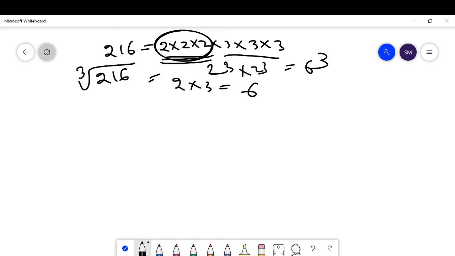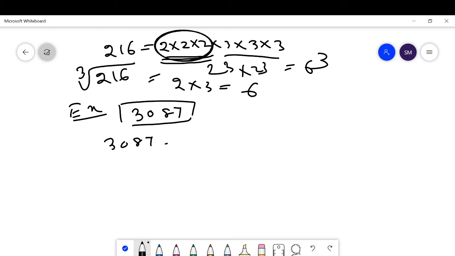What is the smallest number by which? Question. You have to solve the question. A number is given, 3087. What smallest number should be multiplied with 3087 to make it a perfect cube? At first prime factorize it. When you prime factorize 3087, you get 3 into 3 into 7 into 7 into 7. Then 7 is a triplet, but one single 3 is missing.